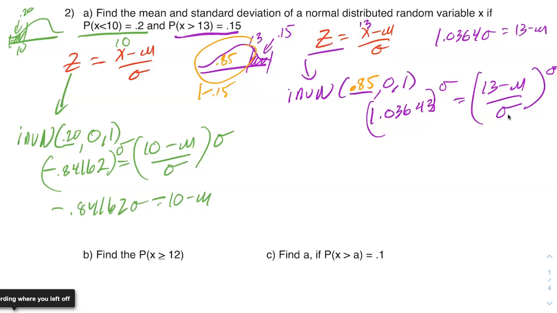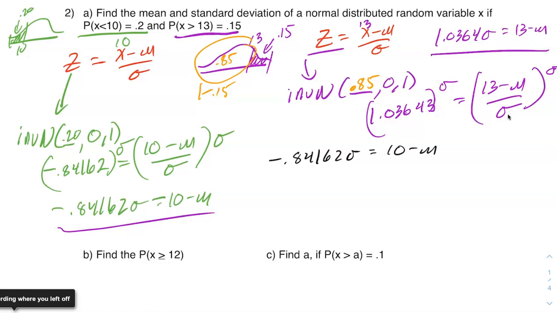So what to do now? Well, I have two equations, two unknowns. You go back to algebra 2. We solve it by elimination or substitution. So I'm going to have this here equals 10 minus mu. And I'm going to have this here equals 13 minus mu. How do I solve this? Well, I would probably multiply the top row by negative 1.